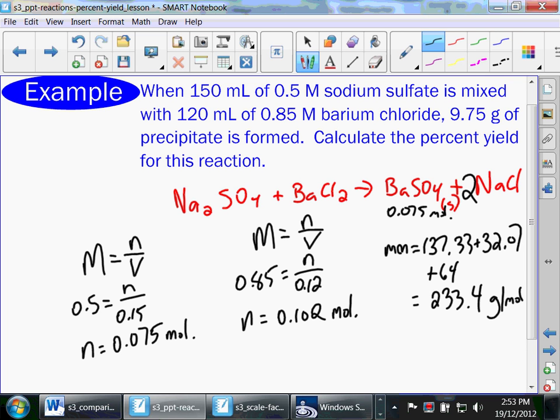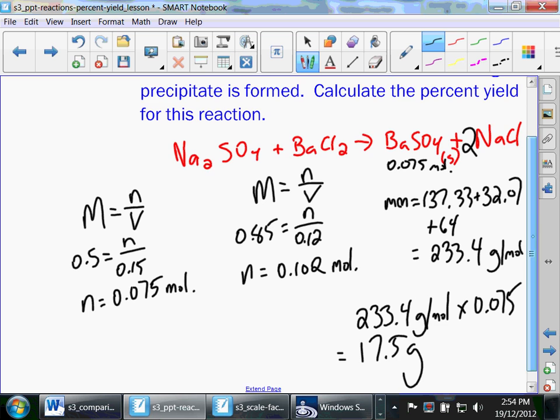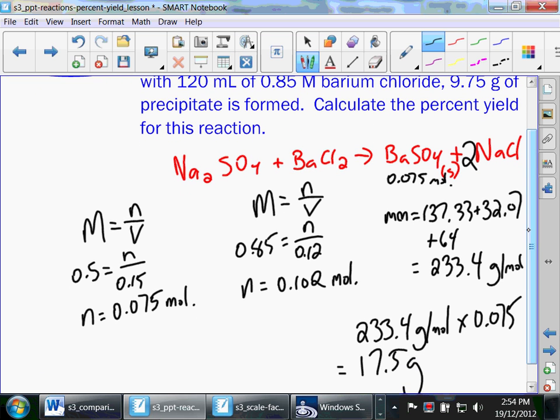So, what do I want to do? I want to take this and multiply it by the number of moles to figure out the mass. So I'm going to take 233.4 grams per mole, multiply it by 0.075. That's going to give me 17.5 grams. Theoretically will form. Okay? That's how much will theoretically form.